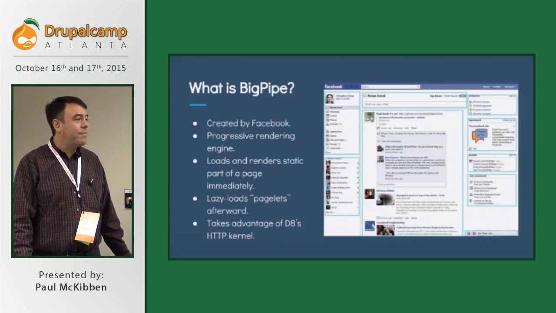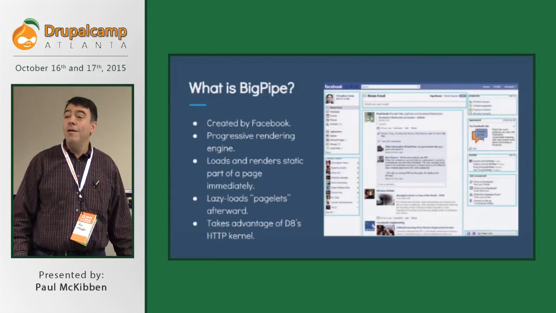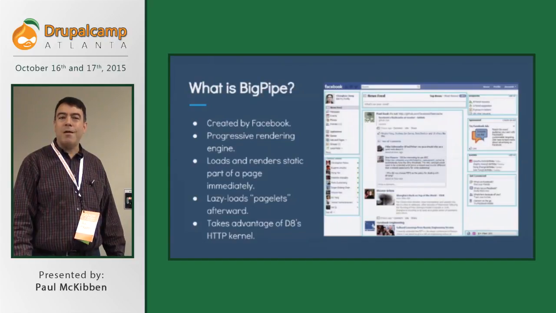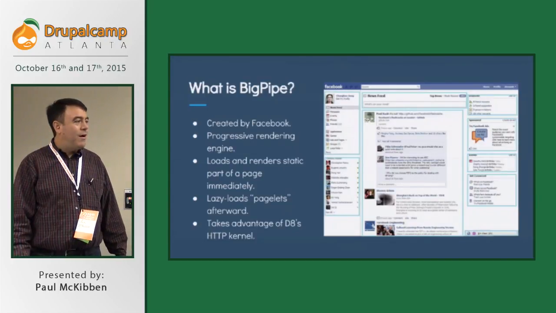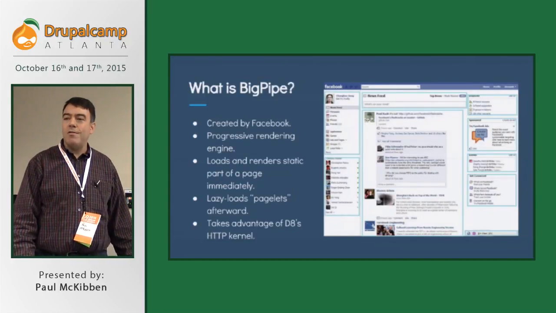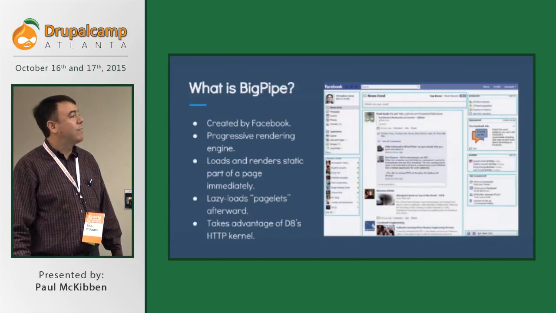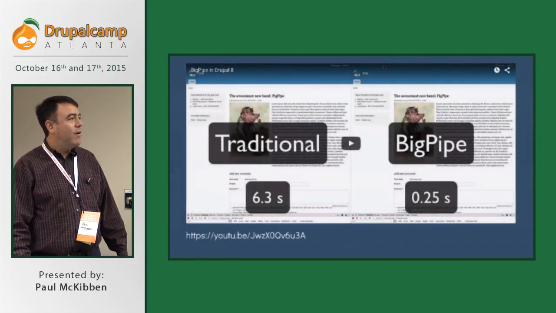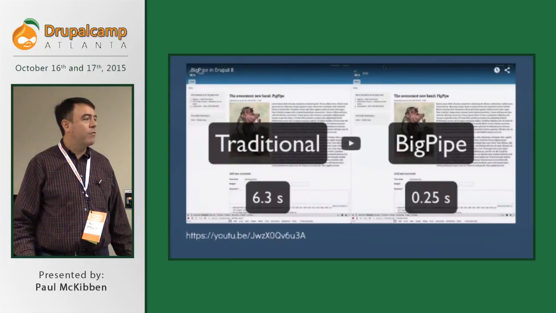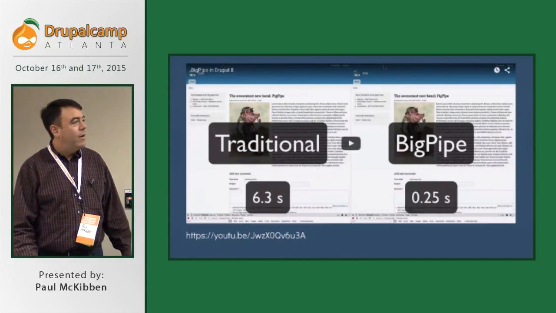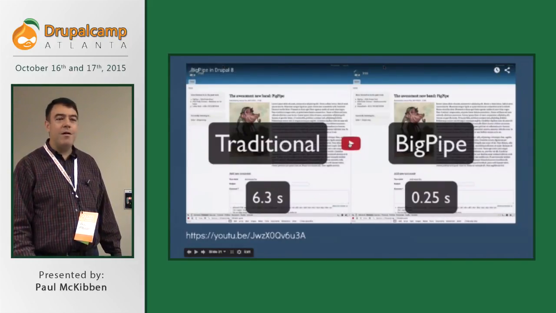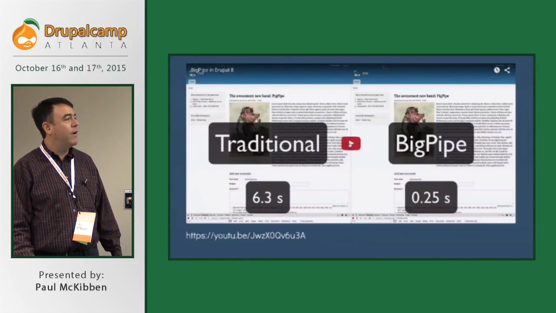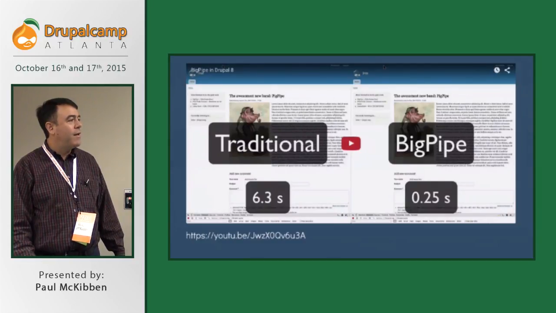So in Drupal 8, the new HTTP kernel makes this a lot more possible. There is a backport to Drupal 7, but with Drupal 8 and the fact that not everything is assumed to be a page, you can do things like HTML snippets and such, and AJAX a lot more easily. So here's a video. This came from Dries's blog post, but it shows a comparison of rendering between a traditional Drupal site and a site with BigPipe.